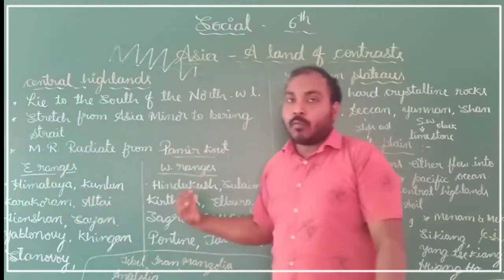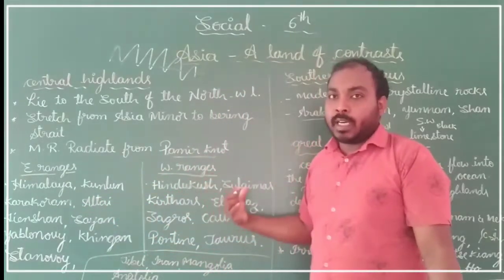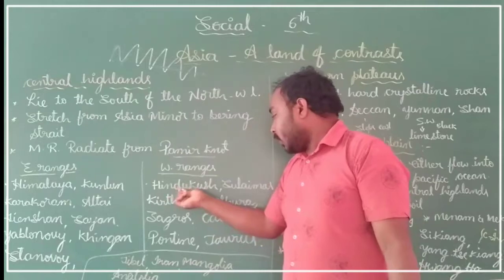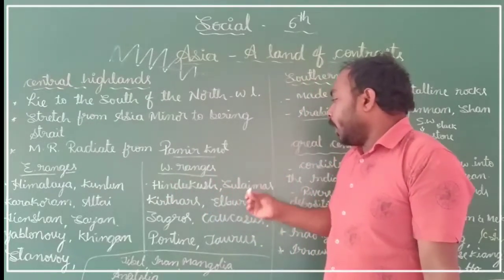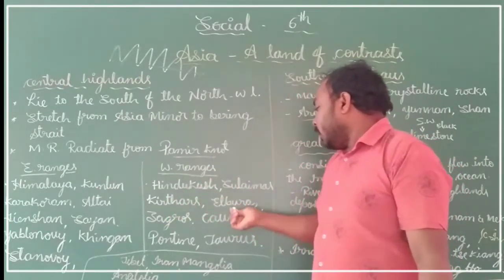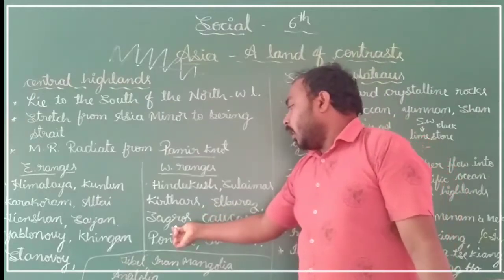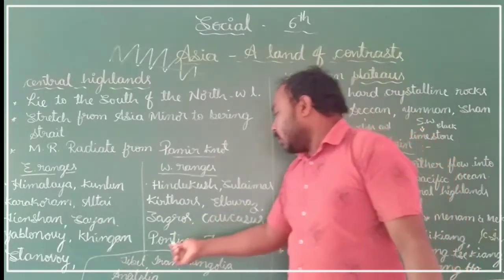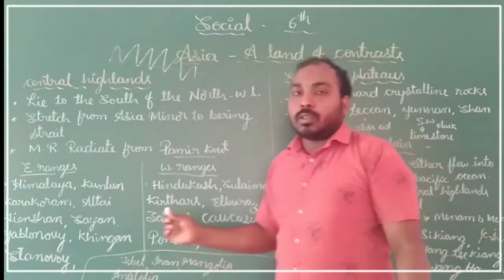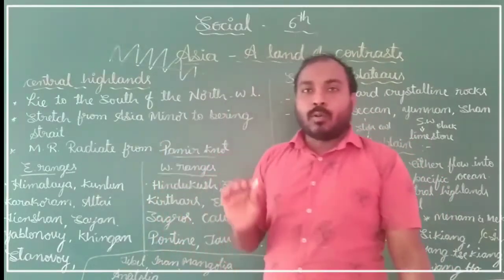When it comes to the western part, there are western mountain ranges also. Those are the Hindu Kush range, Sulaiman range, Kirthar range, Elburz, Zagros, Caucasus, Pontic, and Taurus. These are the important western mountain ranges.